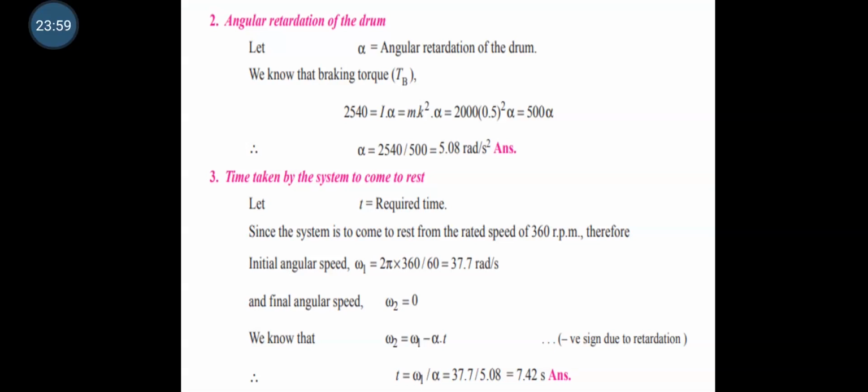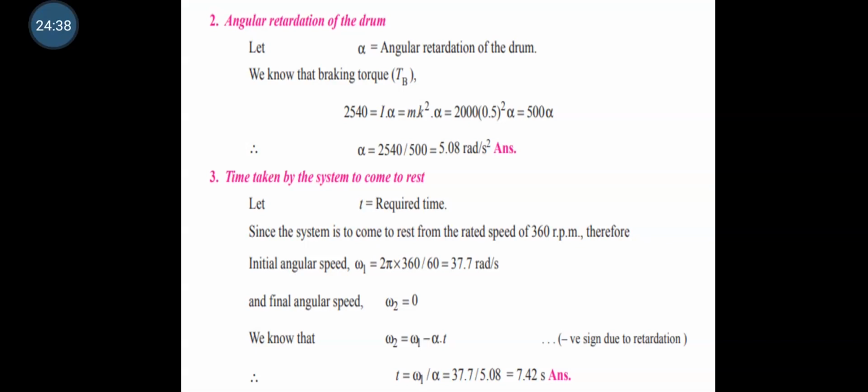The second thing is to find the angular retardation of the drum. Let alpha be the angular retardation of the drum. We know the braking torque TB, 2540 is equal to I into alpha, which is equal to m k square into alpha. Substituting these values, we find alpha is equal to 5.08 radians per second square. And last, we have to find the time taken by the system to come to rest.